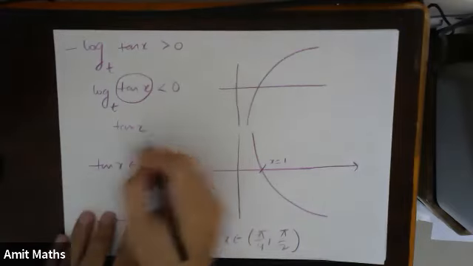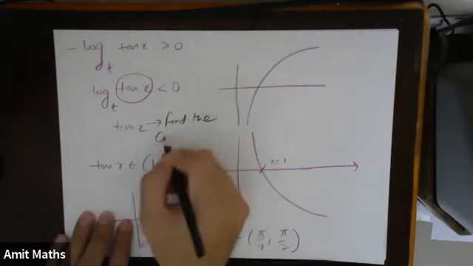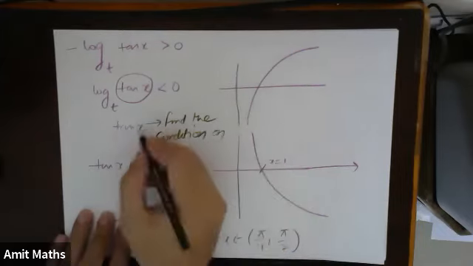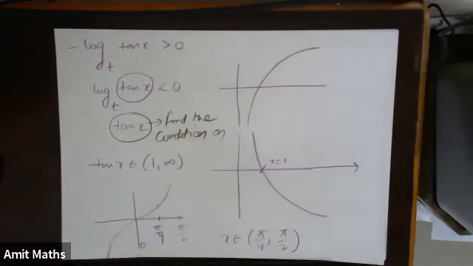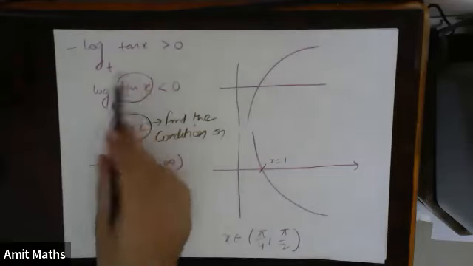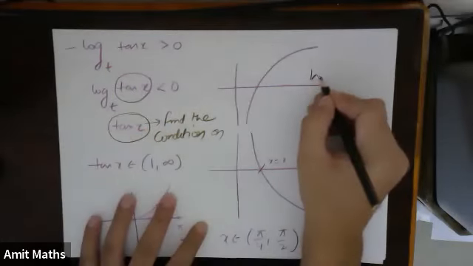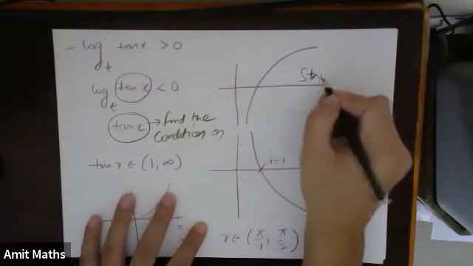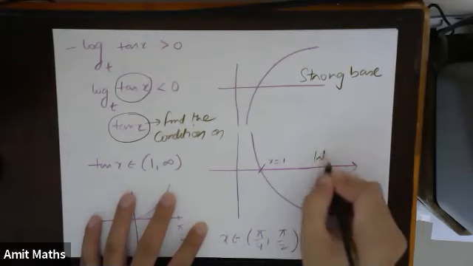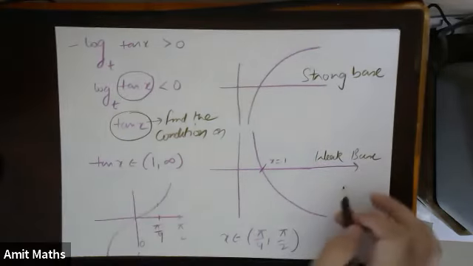So I have to find the condition on tan x. I have to find for which values of x tan x can take values such that this whole thing will be less than 0. Now this is a weak base. This is a function for strong base, and this is the function for weak base. This is the general representation for weak base.